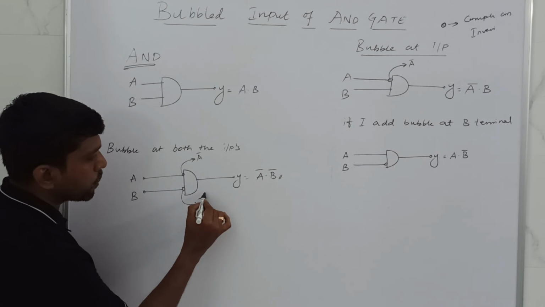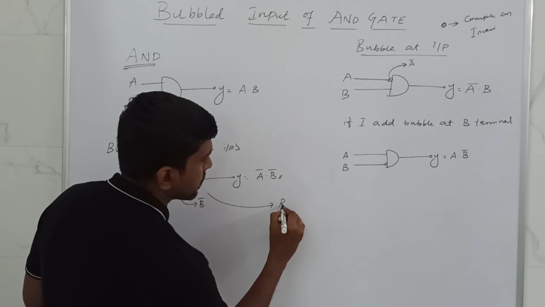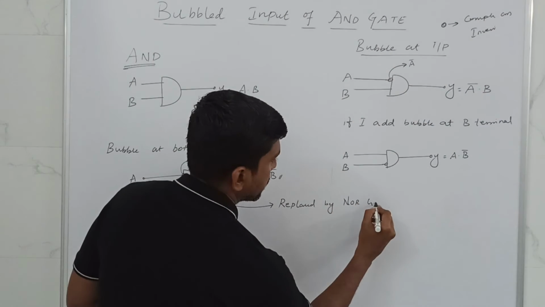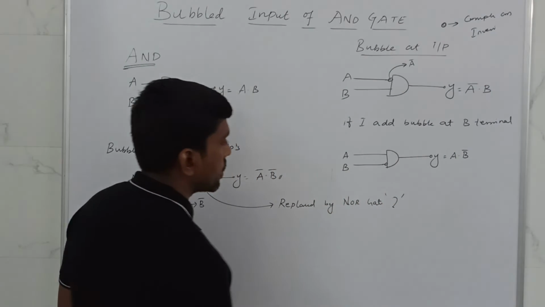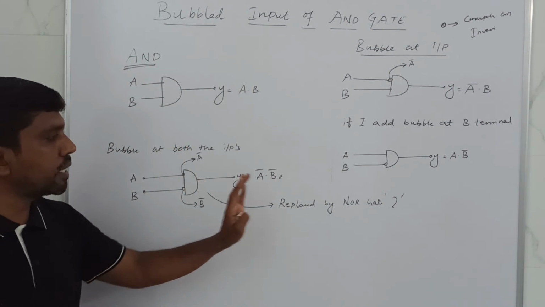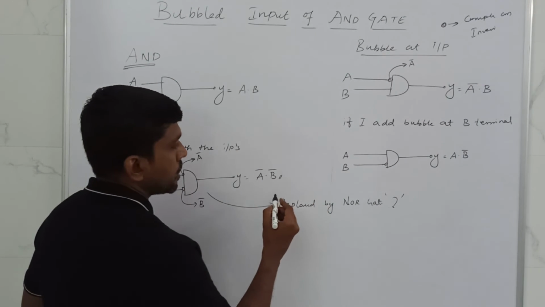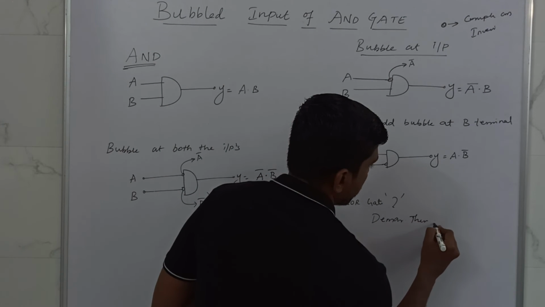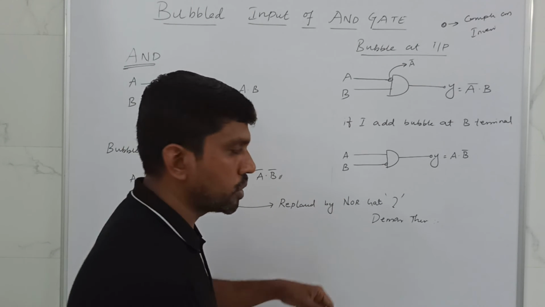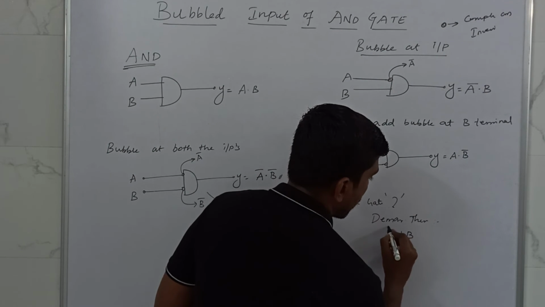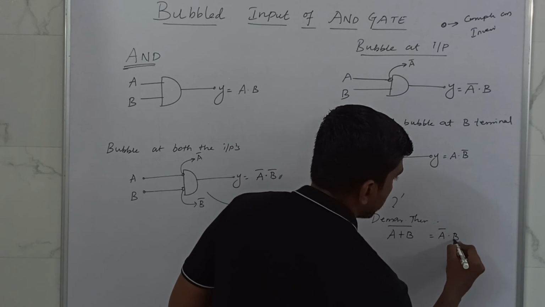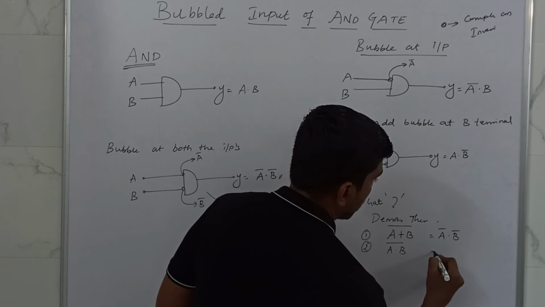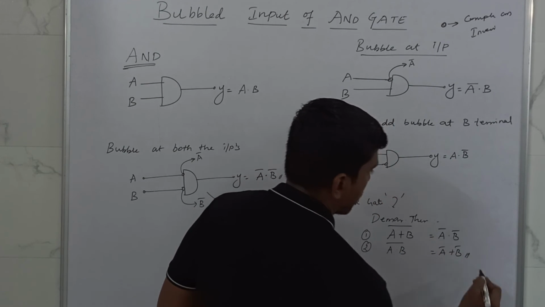So this bubbled input AND gate is replaced by a NOR gate. How is this bubbled input AND gate replaced by a NOR gate? You just apply De Morgan's theorem. We already studied De Morgan's theorem. It has two theorems. A plus B the whole bar equals A bar dot B bar. That's theorem 1. And the second theorem, A dot B the whole bar equals A bar plus B bar.